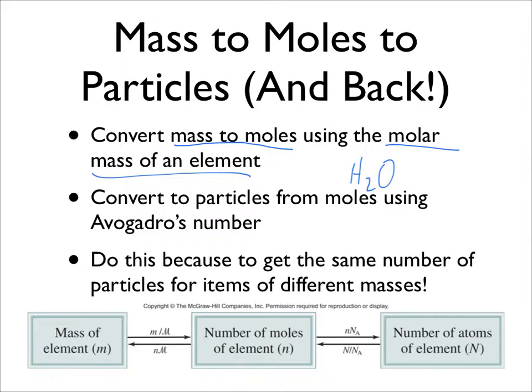If I want to get a count of atoms, then I'm going to take the mass, convert it into moles, and then multiply by Avogadro's number to get the number of particles. To go backwards, if I've got a number of particles, I'm going to divide by Avogadro's number to get the number of moles, and then multiply by the molar mass to get the mass of the element.